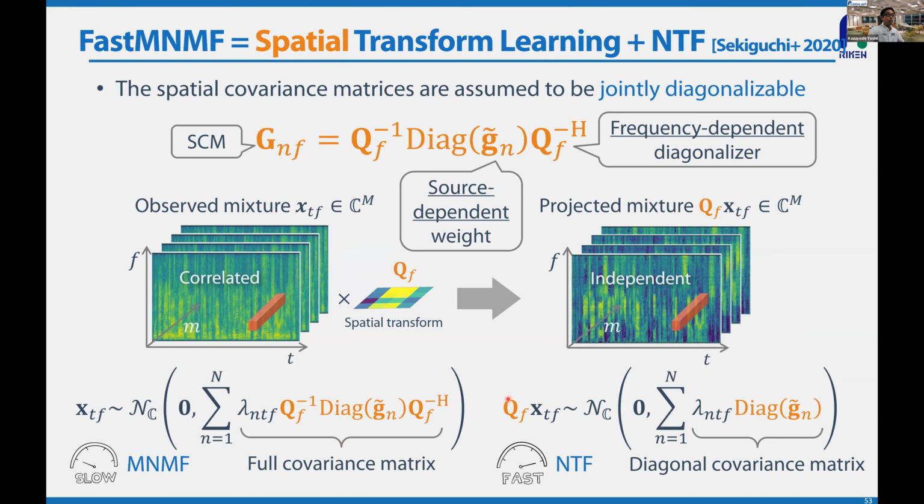So in this projected mixture, this projected mixture is assumed to follow this multivariate Gaussian distribution, whose covariance matrix is a diagonal matrix. This means that all the elements are independent, right? So in this domain, you can perform non-negative tensor factorization by ignoring the phase information and the correlation structure completely. This is why FastMNMF is a fast, accelerated version of original multi-channel NMF.